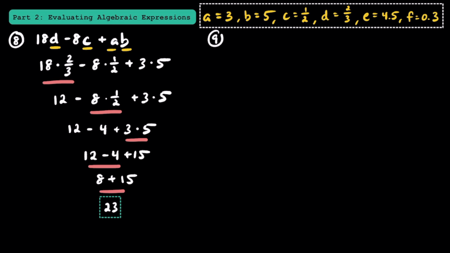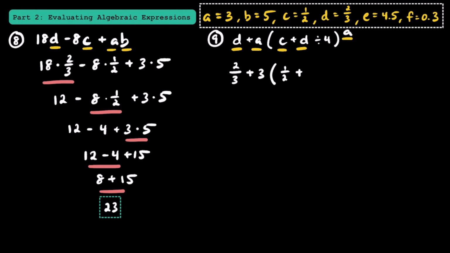Number 9. We have d plus a multiplied by the quantity of c plus d divided by 4, all raised to the a power. First, we're going to substitute in our values for d, a, c, d, and a again. d is equal to 2/3 plus a, which is equal to 3, times the quantity of c, which is 1/2, plus d, which is 2/3. We still have this divided by 4. This whole thing is raised to the a power, which is equal to 3.